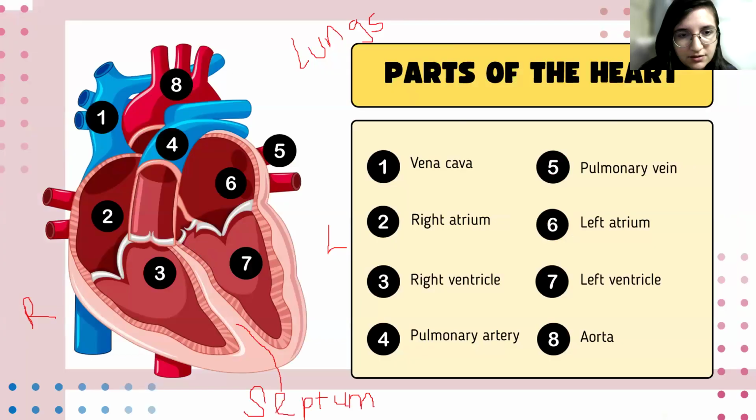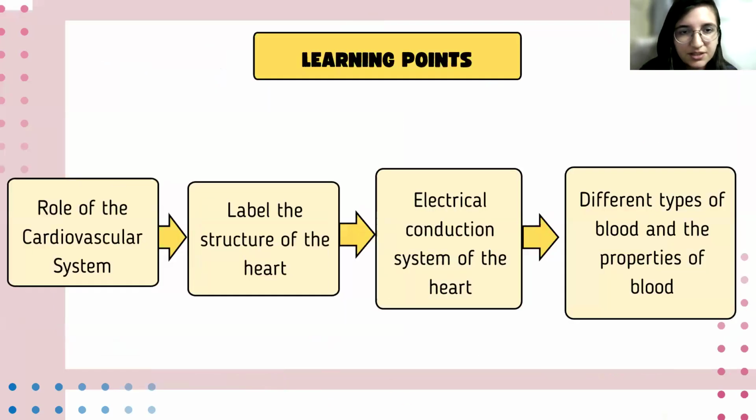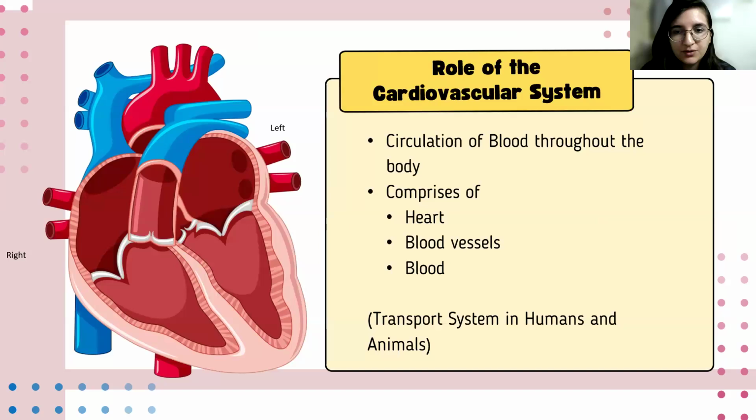On the objectives. So today we studied the cardiovascular system. These were the objectives: the role of the cardiovascular system and structure of the heart, the electrical conduction, and different types of blood and the properties of blood. Oh yeah, different types of blood. There are different types: A, B, AB, and blood type O, which I will cover if we have time in the future.